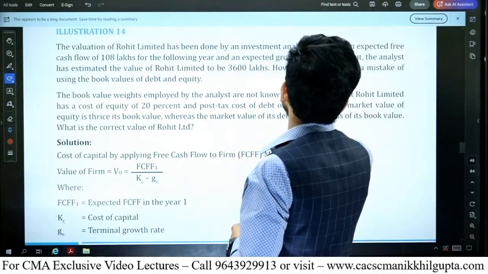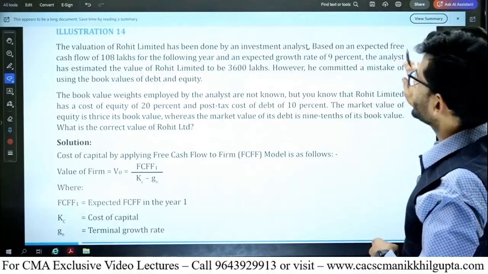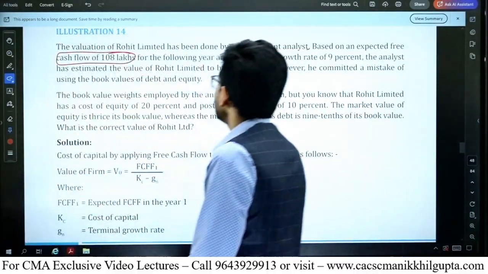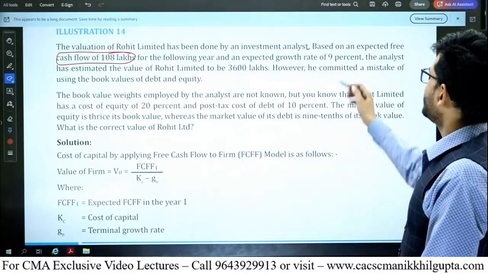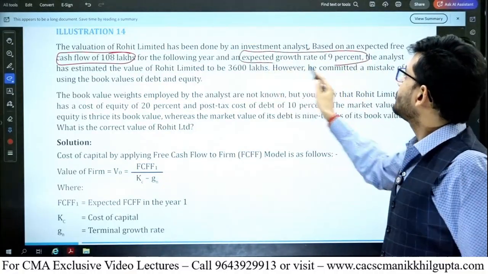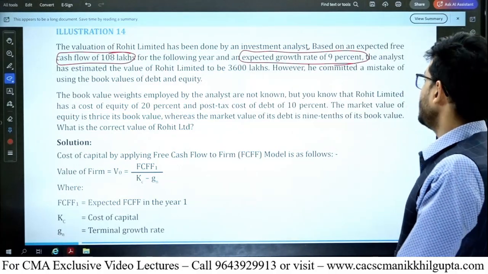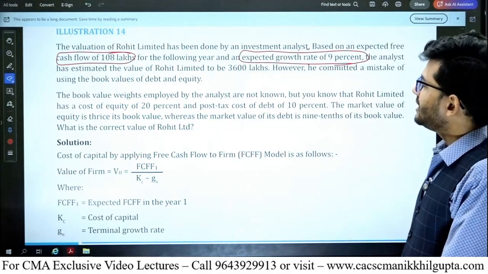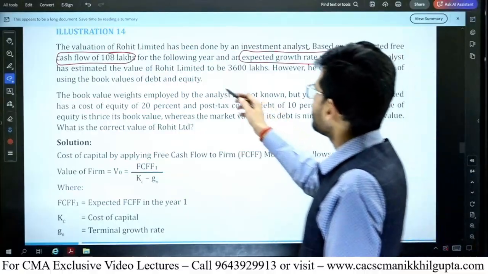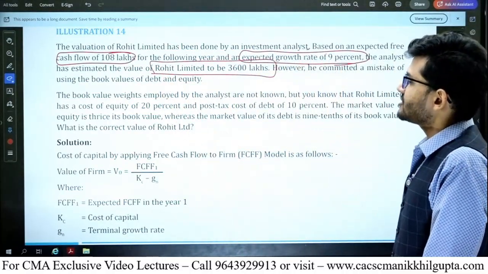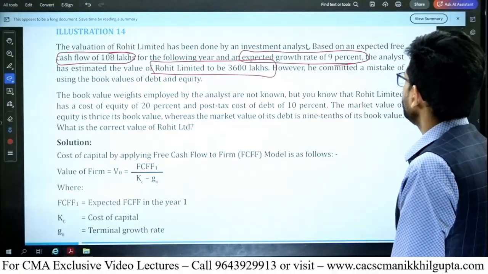Valuation of Rohit Limited has been done by an investment analyst based on an expected free cash flow of 108 lakhs. So there's a free cash flow of 108 lakhs for the following year, with an expected growth rate of 9%. So the expected growth rate is 9%. The expected free cash flow is 108 lakhs. The analyst has estimated the value of Rohit Limited to be 3600 lakhs. The value of Rohit Limited is 3600 lakhs, based on the cash flow of 108 lakhs and the expected growth rate of 9%.